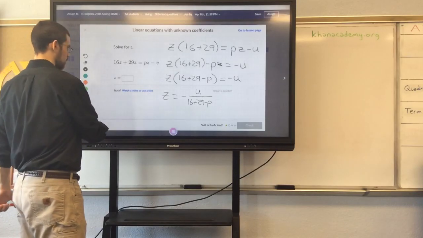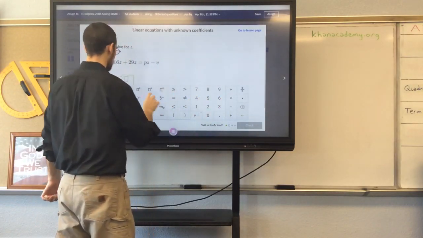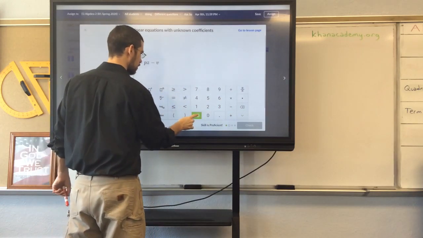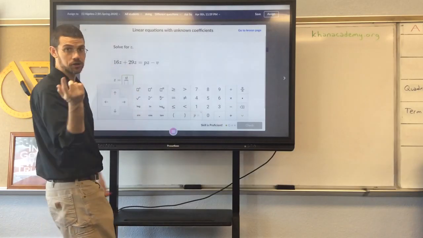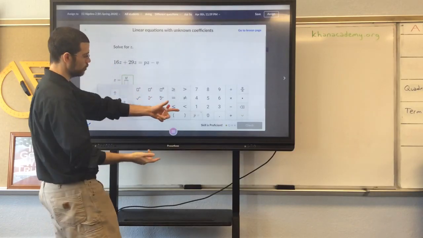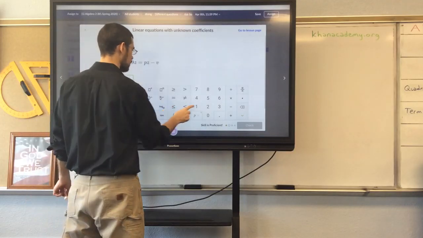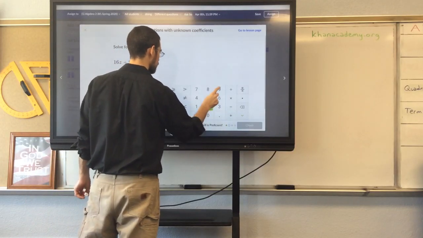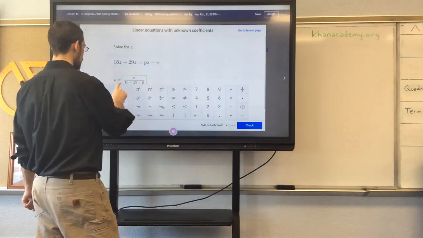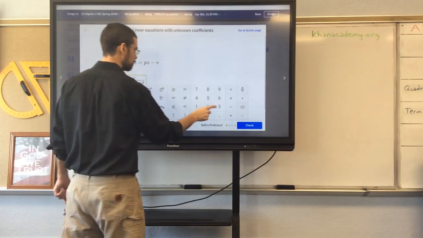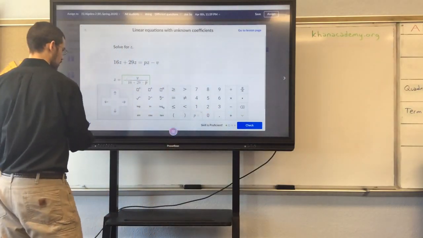So I'll put it in here. We get v. I called it a u earlier, but whatever the variable is they gave you, so that's a v. And then we have 16 plus 29 minus p in the denominator. And remember, I needed that all to be negative.